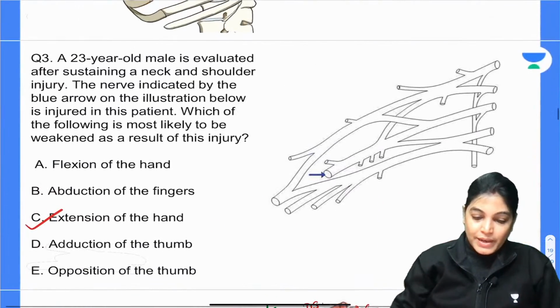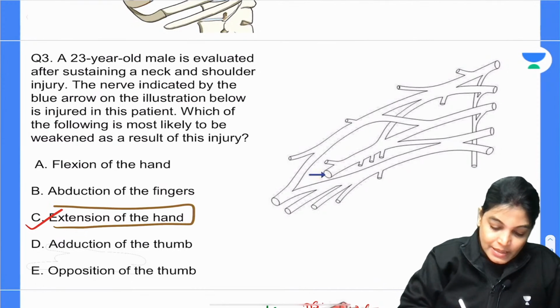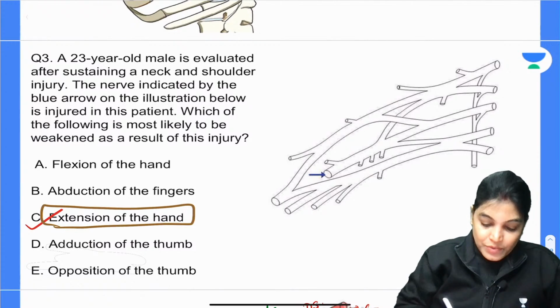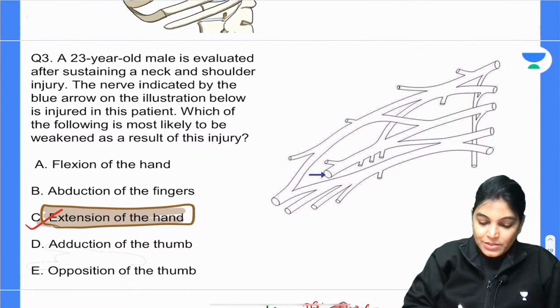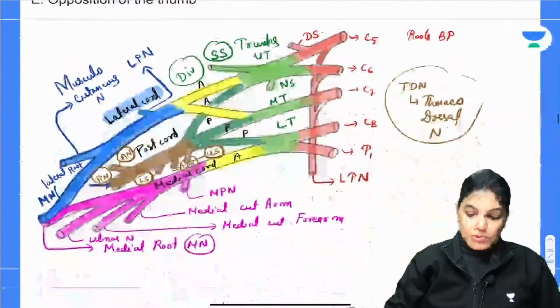So what is the action of radial nerve? Radial nerve is causing extension of finger. So what will be lost in this image? The characteristic feature which will be lost and affected is extension of hand, because the nerve affected is radial nerve. Got it, everyone? So let's move on to the next, that is question number 4.